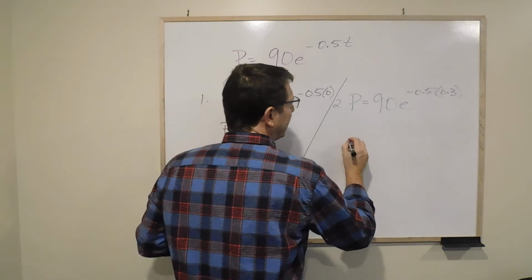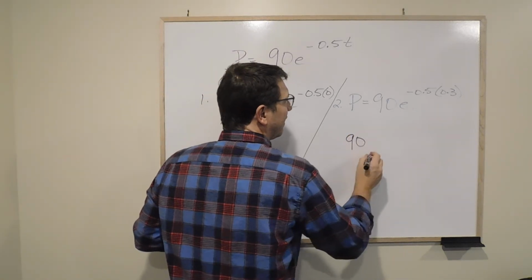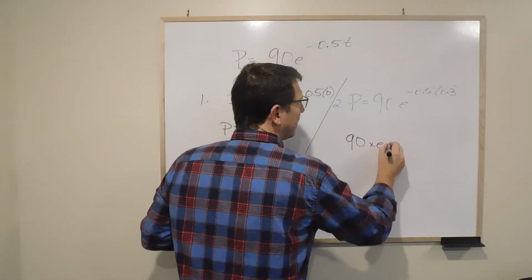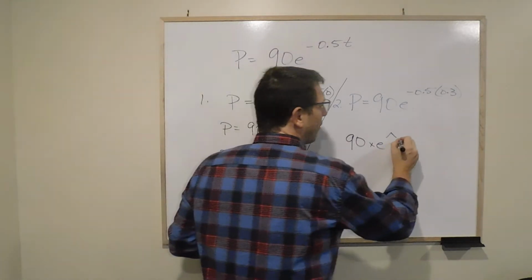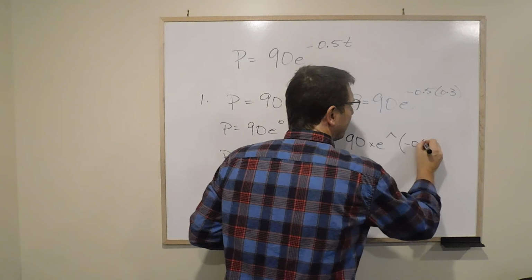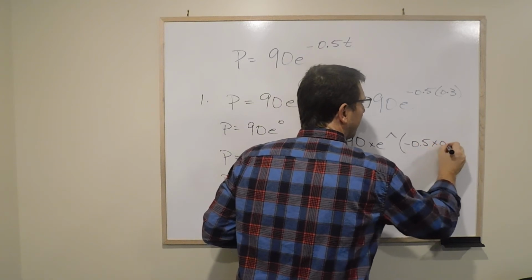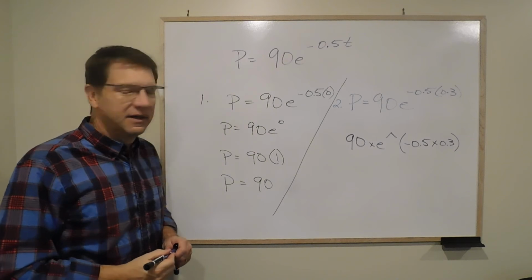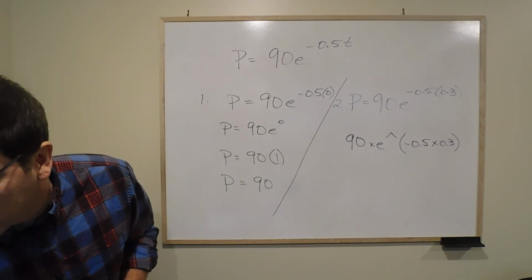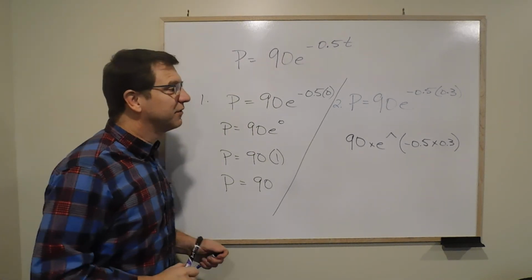I can say 90 times e to the exponent. Your exponent key might look a little different, right? Bracket negative 0.5 times 0.3. All right, and see where we end up. Why do we have the 0.3? Well, I need to put 0.3 in for the time.